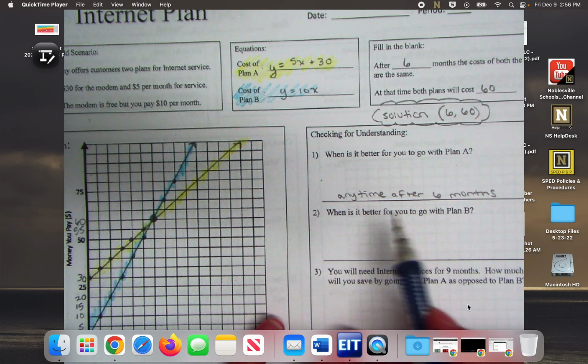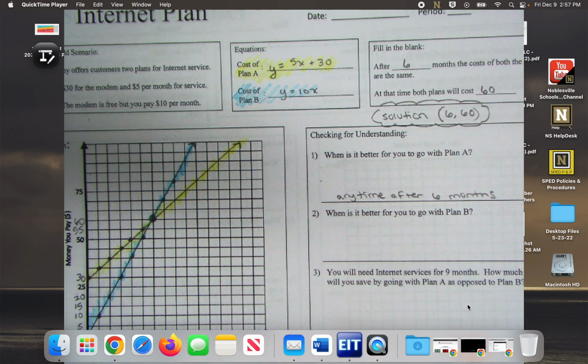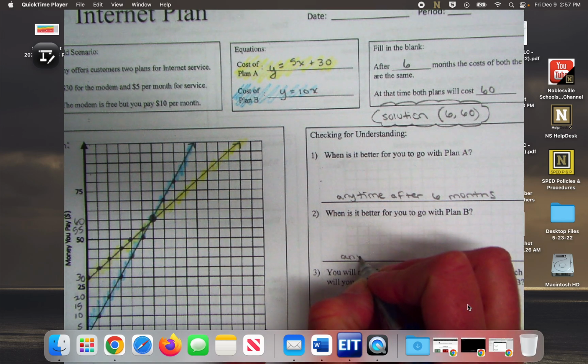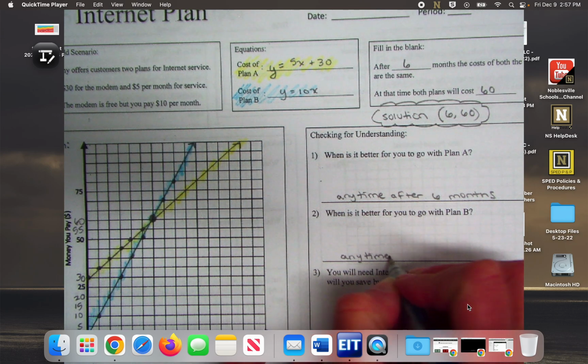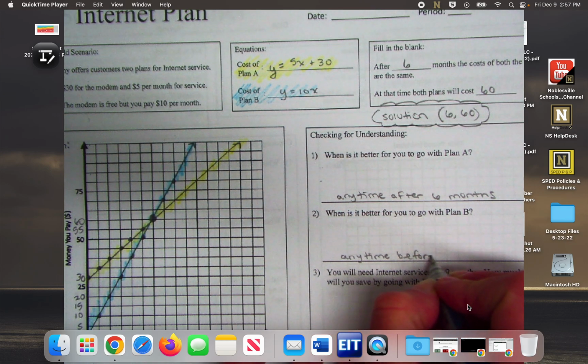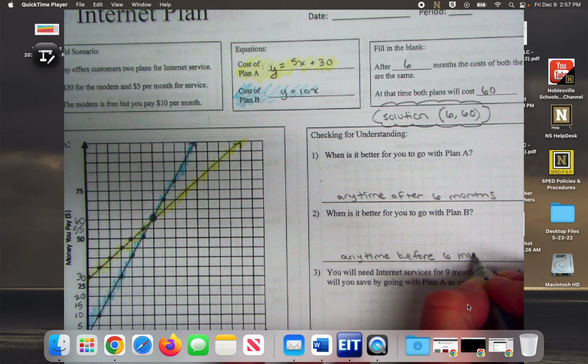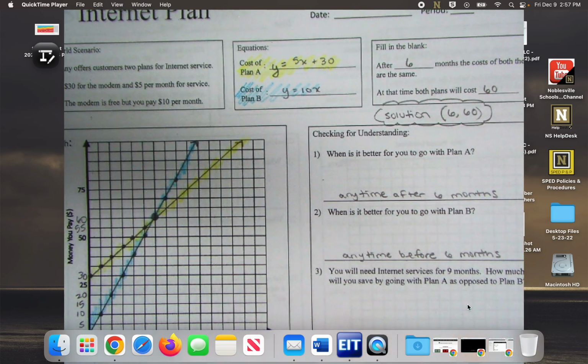So if any time after 6 months it's better to choose plan A, when is it better to choose plan B? Cheyenne? Anytime before. When does it not matter? 6 months. If you're only going to keep it for 6 months, it truly doesn't matter which one you select, right?